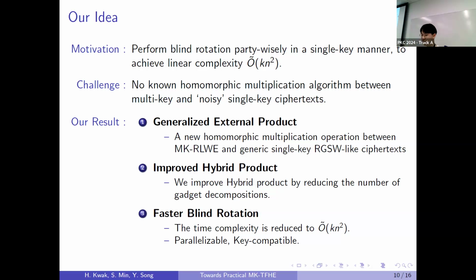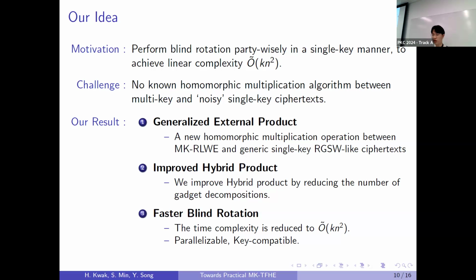So the underlying idea of our work is that we can perform blind rotation party-wise and in a single key manner, and then merge them together. Since a single key blind rotation has the time complexity of O(n squared), and we perform those blind rotations in a single key manner k times, the overall time complexity will be O(kn squared).